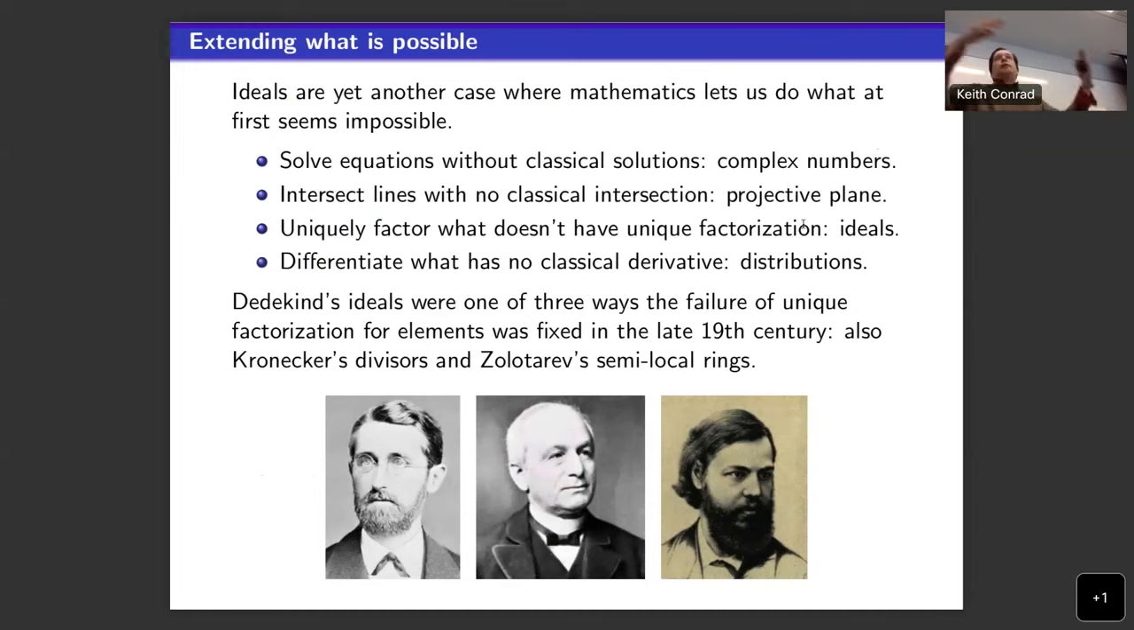Or if you go further in analysis, you reinterpret the meaning of differentiation, say using distributions, so the things that used to not have a derivative in the classical sense, now you can differentiate them, in fact, infinitely often. So we constantly enlarge our context to be able to do things that we thought we were unable to do before. And this approach to fixing factorization with ideals was not the only method that was found. Around the same time, in the late 1800s, Dedekind created this approach using ideals. But also Kronecker had an approach using what he called divisors, which is the source of divisors in algebraic geometry today. And Zolotarev created a method using semi-local rings, which is not that widely discussed in the literature on factorizations, but it was an independent, separate approach that ultimately all these methods in the setting of numbers amounted to the same thing, but they had their advantages if you go beyond them to other settings.